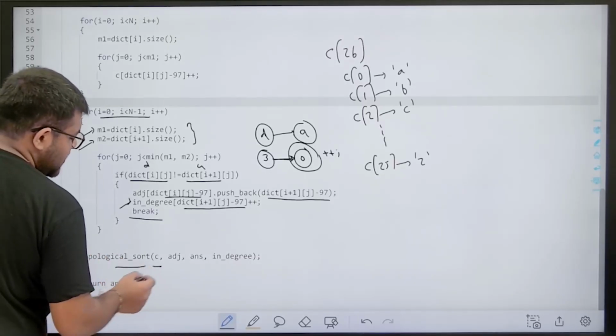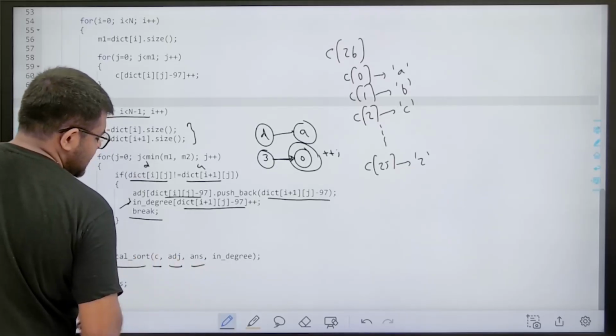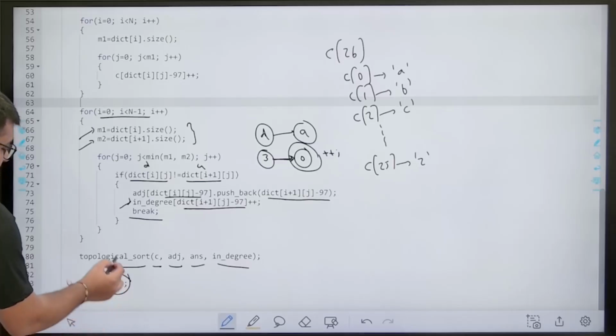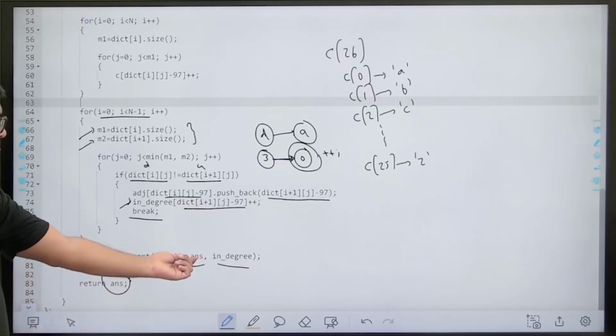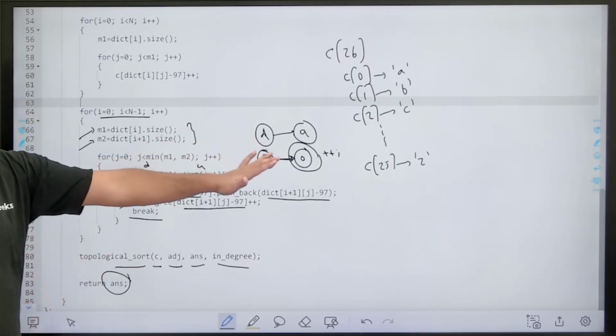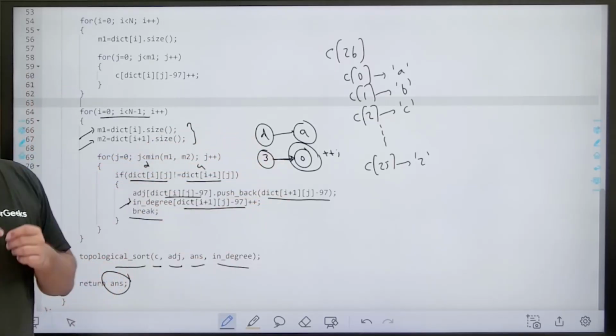I'll pass the counting array, I'll pass the adjacency list, I'll pass the answer string, and I'll also pass the in degree array, and finally I'll return answer. This topological sort will store in the answer the sorted order of the characters according to the graph formed. Now let's look at this topological sort function.